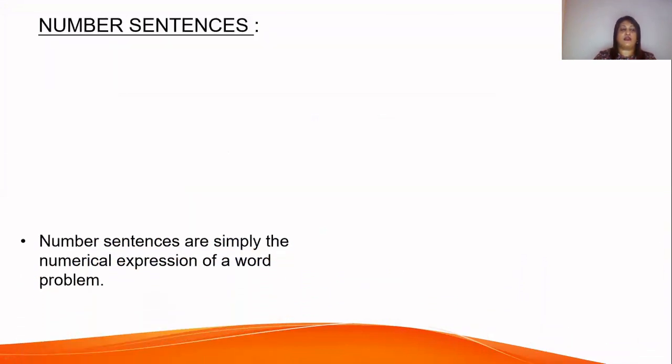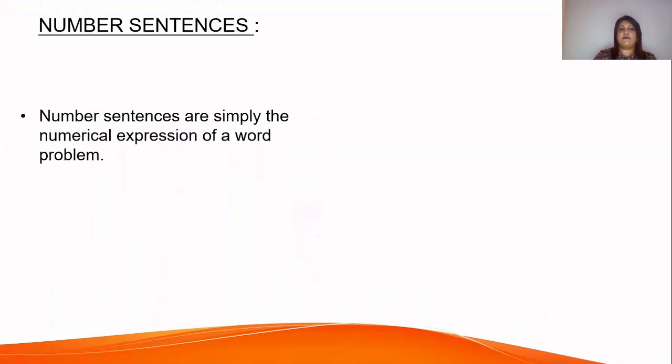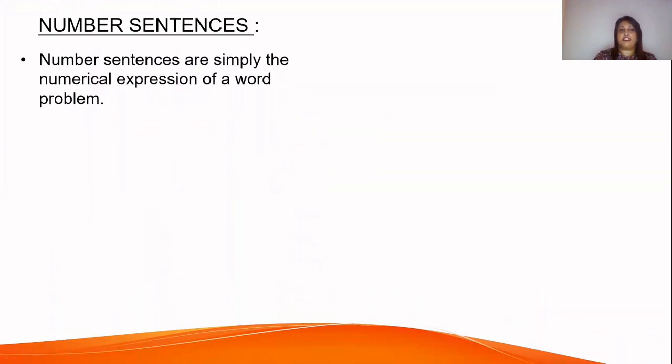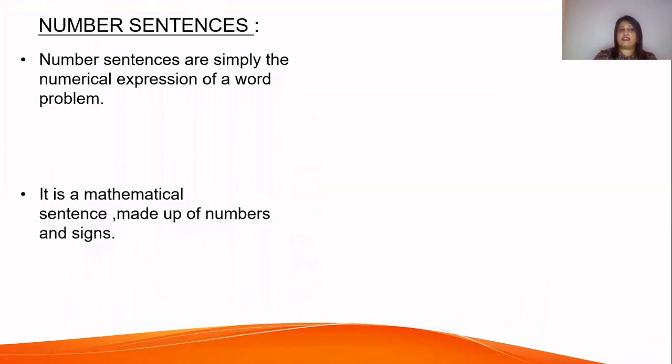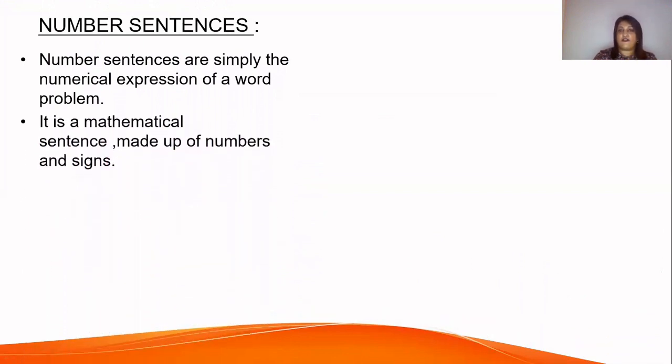Right, let's go back to number sentences. Number sentences are simply words or numerical expressions of a word problem. What does that mean? It means that we use number sentences to express a word problem. Right? We're going to explain a word problem in the form of a number sentence. It is also a mathematical sentence made up of numbers and signs. So we have your numbers, you have your signs like your plus, your minus, your times, division, equal to sign, unequal to sign, greater than or less than signs. We will come to that just now.